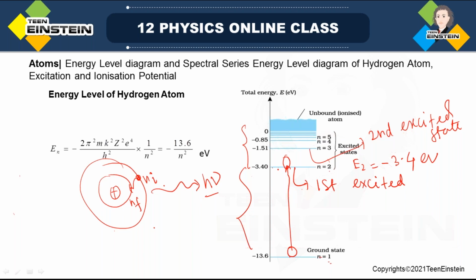So when an electron makes a transition from n is equal to 2 to n is equal to 1, the excess energy, how much is the excess energy? We'll find out the difference between the energy levels.